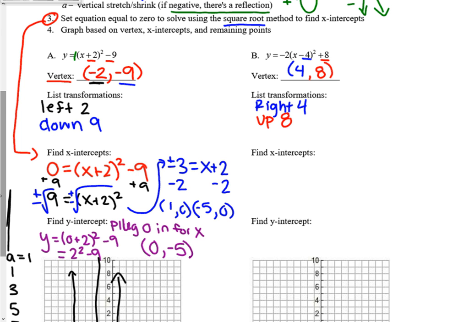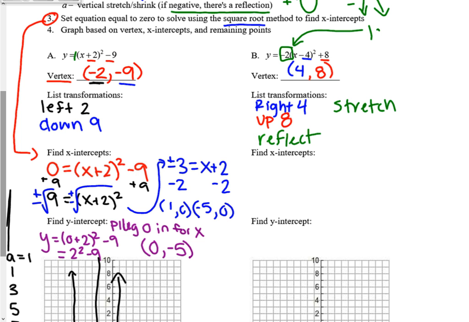This time we do have an a value up front of negative 2. So the negative is going to reflect my graph. And the 2, since it is bigger than 1, is going to stretch my graph. So I'm going to have a stretch and a reflect. And so you might want to make a note to yourself when you look at that value.